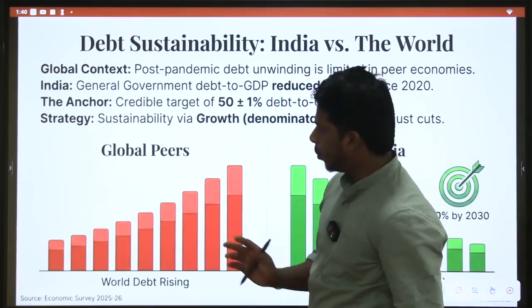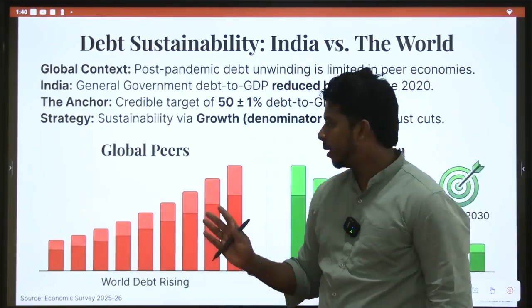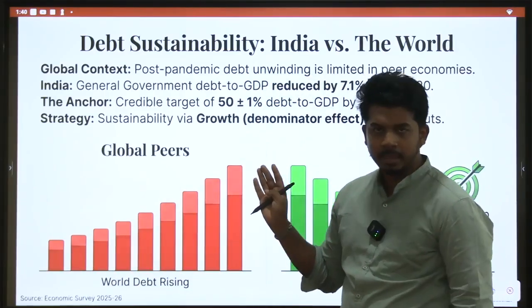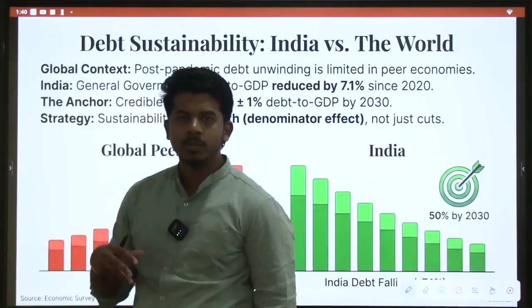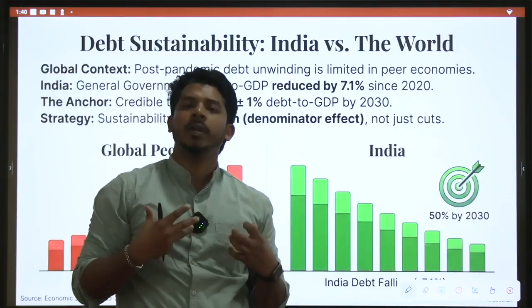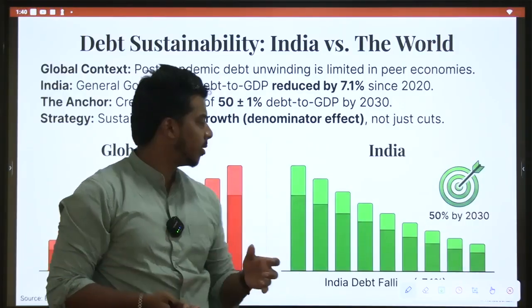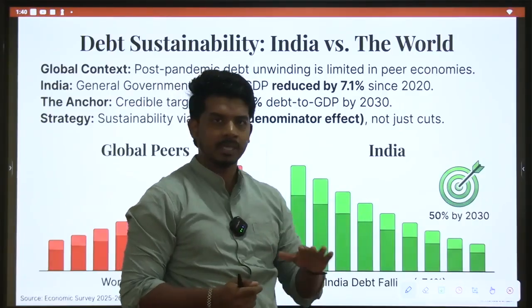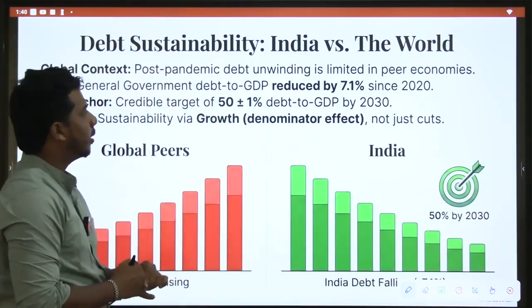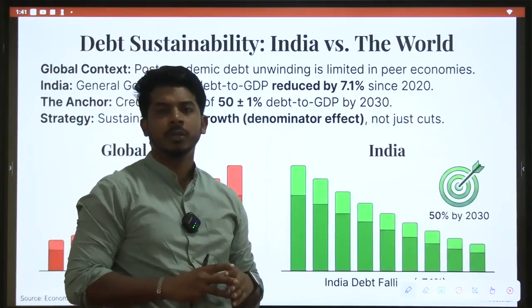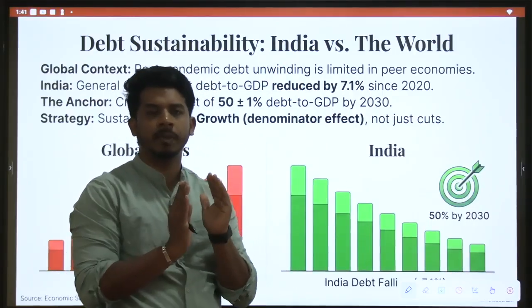So you see the global scenario. The debt levels of all the other countries in the world are generally increasing. But because India is doing this fiscal consolidation, India is showing all the global investors that I am following discipline. So India's debt rate is actually falling. Previously we used to have like 63-64% of GDP. I'm talking about only the union government.